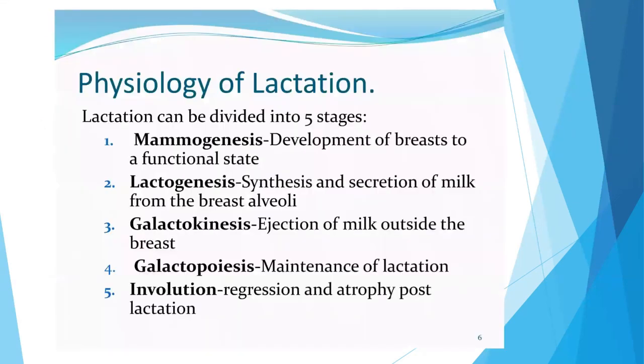So, talking about the physiology of lactation. Lactation can be divided into 5 stages: mammogenesis, lactogenesis, galactokinesis, galactopoiesis, and involution. Mammogenesis is the development of the breast to a functional state. Lactogenesis is the synthesis and secretion of milk from the breast alveoli. Galactokinesis is the ejection of milk outside the breast. Galactopoiesis is the maintenance of lactation, and involution is the regression and atrophy post lactation period.